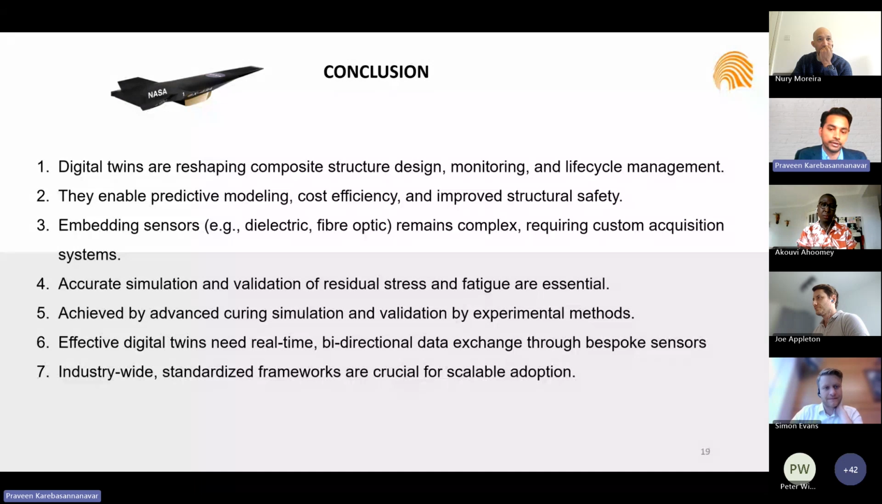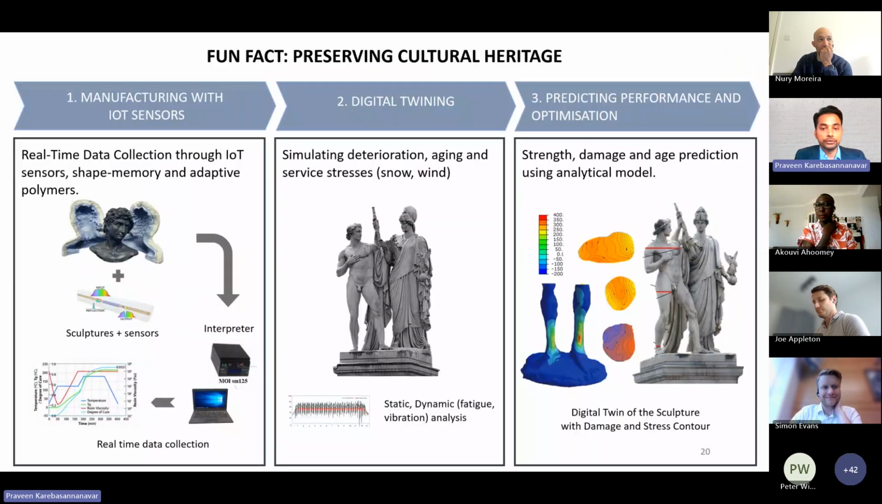Yes, we need a standardized framework for overall digital twins in composite structures. The fun fact is we can also use this technology for sculptures as well. Whatever sculptures we see in the present day are made of metals. If we use polymer composites, we can really recycle them and make them more sustainable.